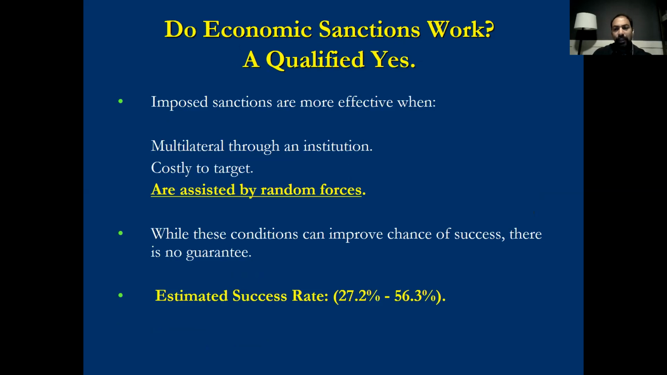So if we look at all of these factors together and think about the process that makes sanctions work, imposed sanctions tend to work better when they're multilateral through an institution, when they're costly to a target, and when they're assisted to some extent by luck, by random forces that may have nothing to do with the sanctions. They may augment the effect of sanctions, like the collapse of oil, but sanctions didn't cause that. While these conditions can improve the chance of success, there's no guarantee. So we have a success band of 27.2% to 56.3%, roughly speaking.